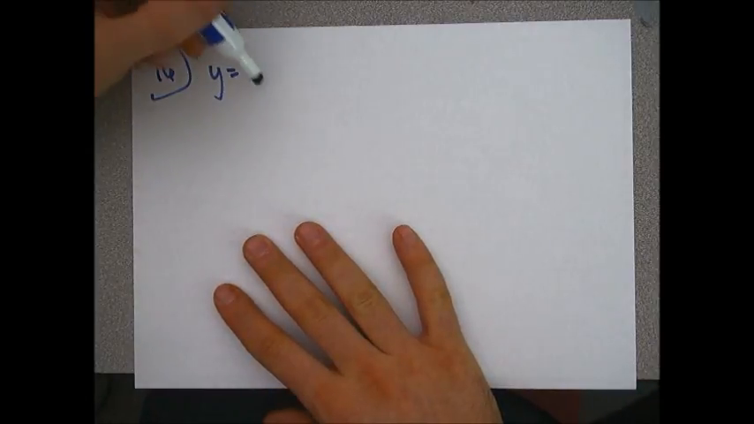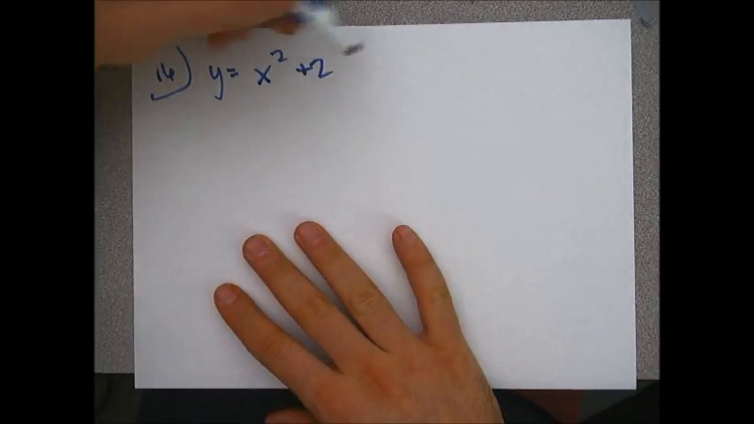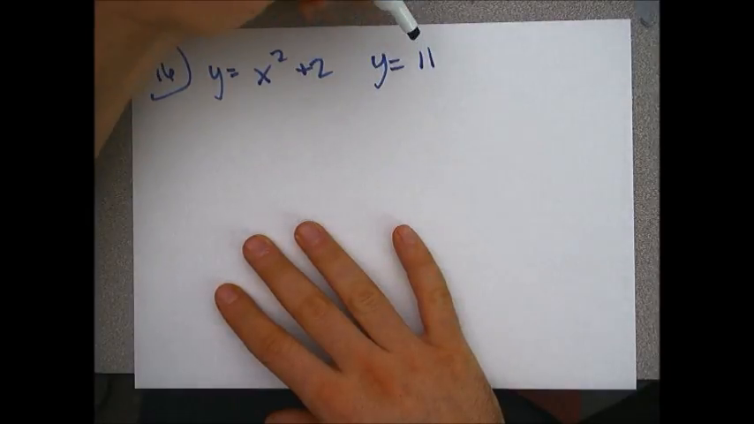Just turn here and number 16. The area enclosed by these two things. So we have y is equal to x squared plus 2. Y is equal to 11.